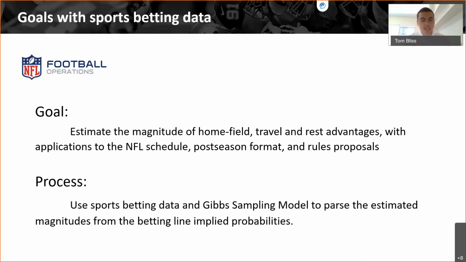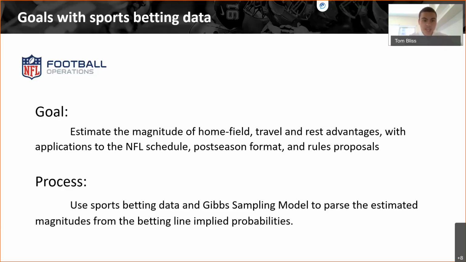And finally, this all can tie into rules proposals. There are a lot of rule proposals that we, as the data team in the league office, look at, and some of them tie into, if you're the home team, you get X, if you're the visiting team, you get X. We have to make sure that we know what advantages already exist when we're applying these rules.